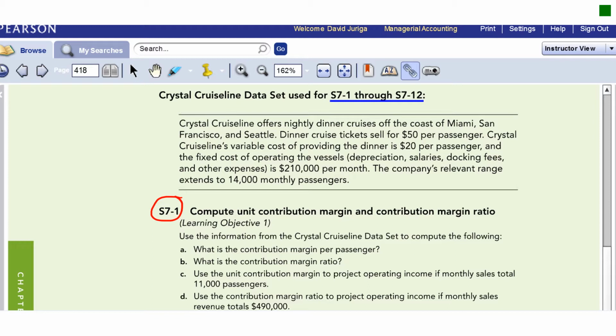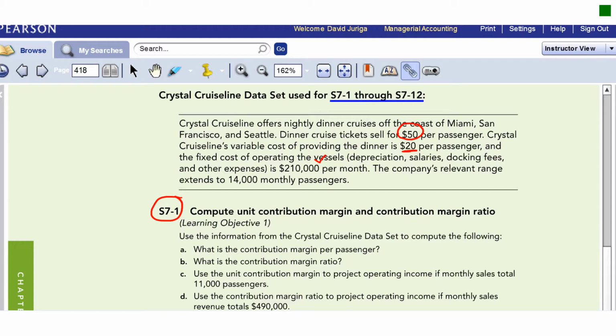So what they give you here is they've got some dinner cruises that sell for $50 per passenger. That's your sales price. The variable costs are given. This is going to be $20. That's the dinner price per passenger. And the fixed costs, including depreciation, salaries, docking fees, and other, is $210,000 per month. They give you a relevant range of 14,000 passengers.